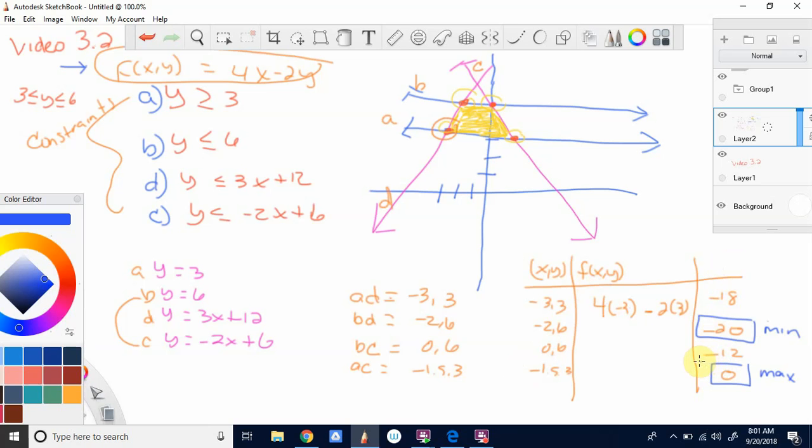Once we do this, we're going to be able to identify: are they asking us for the largest? Are we trying to maximize something? Are we trying to minimize something? And that's how you get these values. Okay, so pause this and do guided practice 1A and 1B.